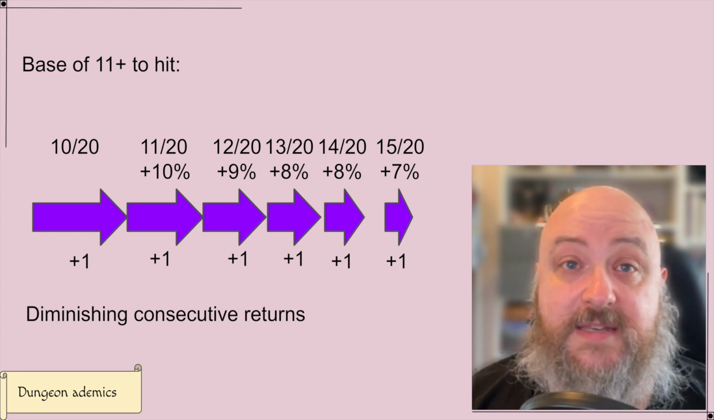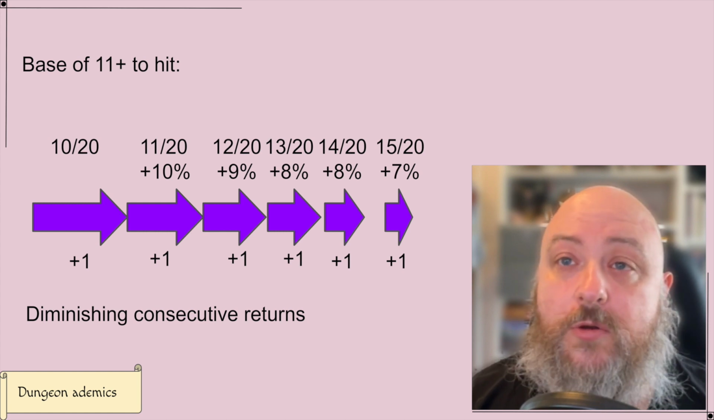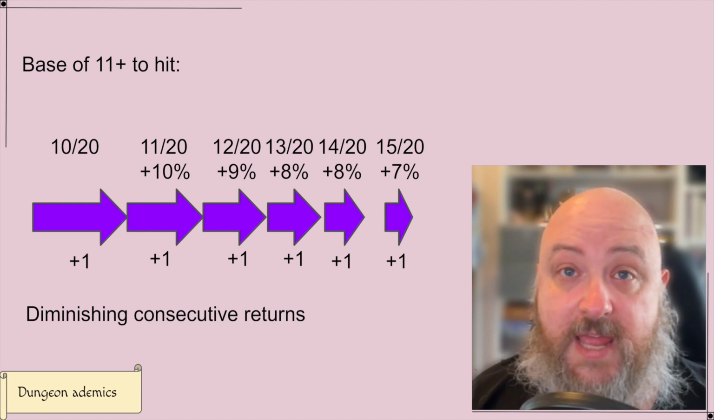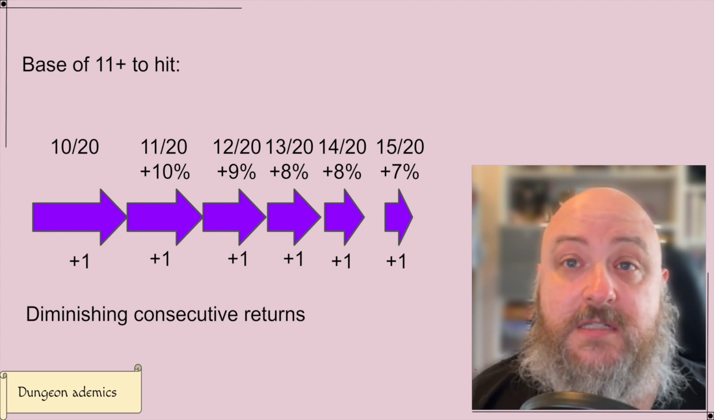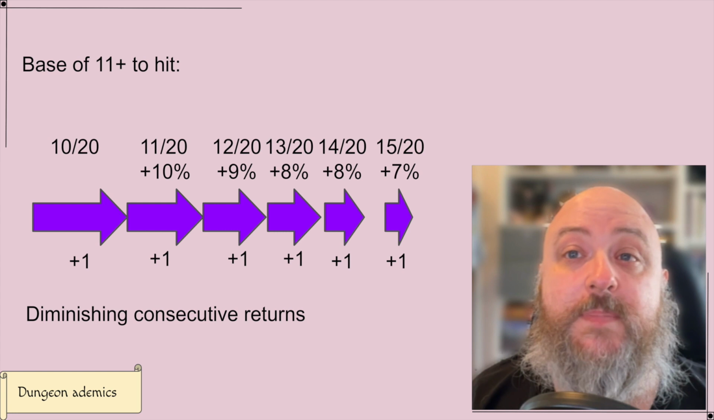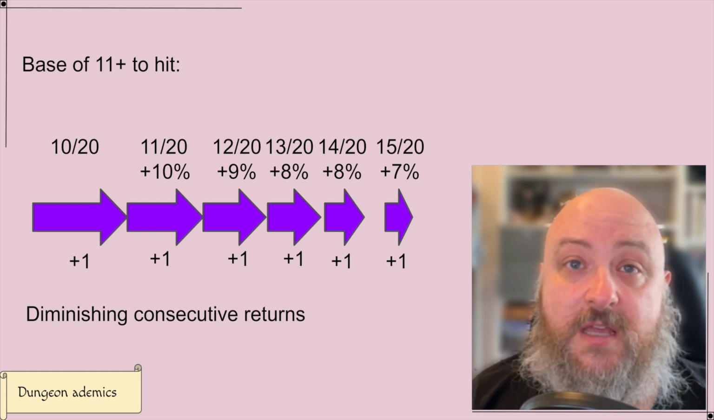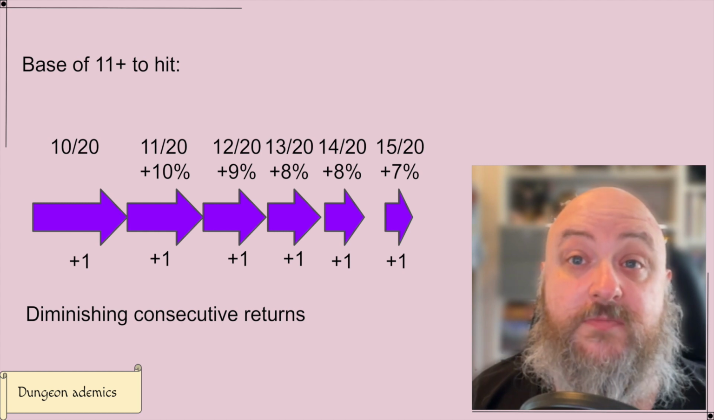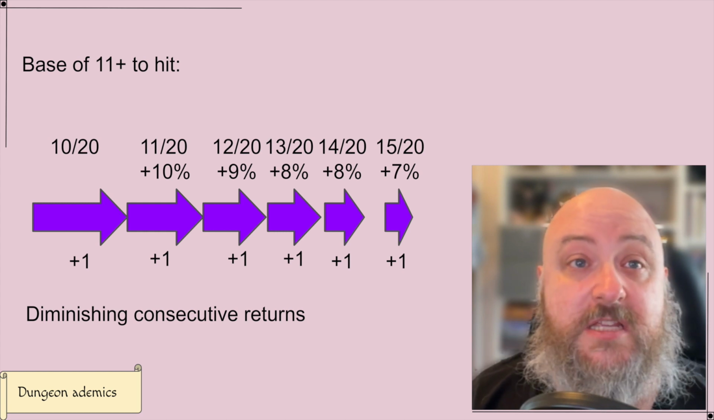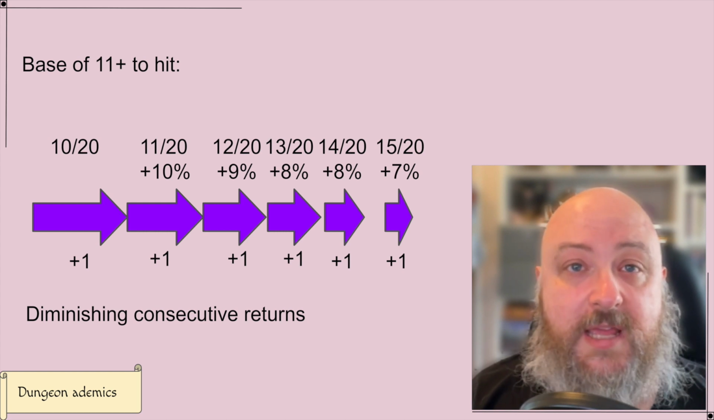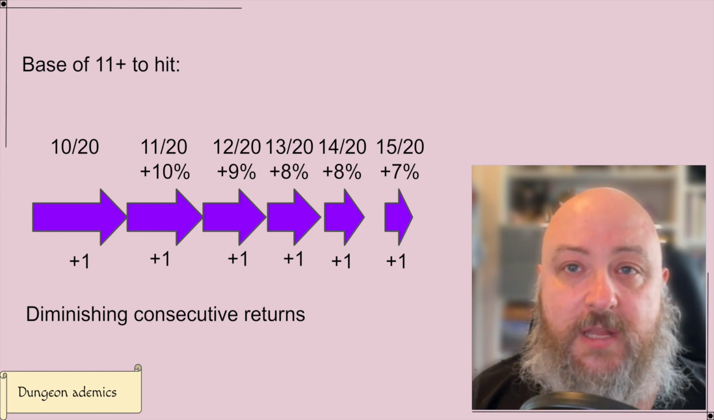Let's consider attacking. Every +1 to hit increases your chance of landing an attack, but not all +1s are equal. Changing your hit roll from 11 to 10 changes the expected hits from 10 to 11, a 10% increase. Changing the hit roll from 7 to 6 changes the number of expected hits from 14 to 15, an increase of only 7%. Each additional +1 to hit is less valuable than the previous.